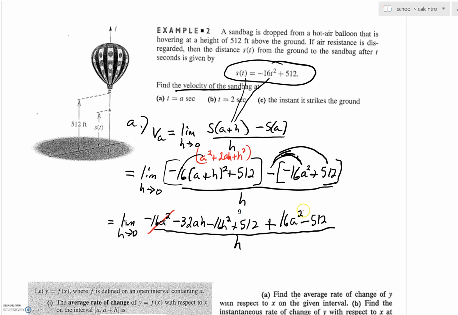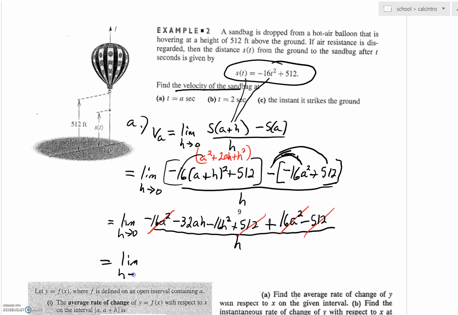The negative 16a squared and the plus 16a squared are going to go away. The 512 and this minus 512 are going to go away. And then you can more or less see if I plug in a 0 for h, the top and the bottom will both be 0, won't they? So factor out an h. Let's do that. And then hopefully you'll be able to very quickly see what's happening.